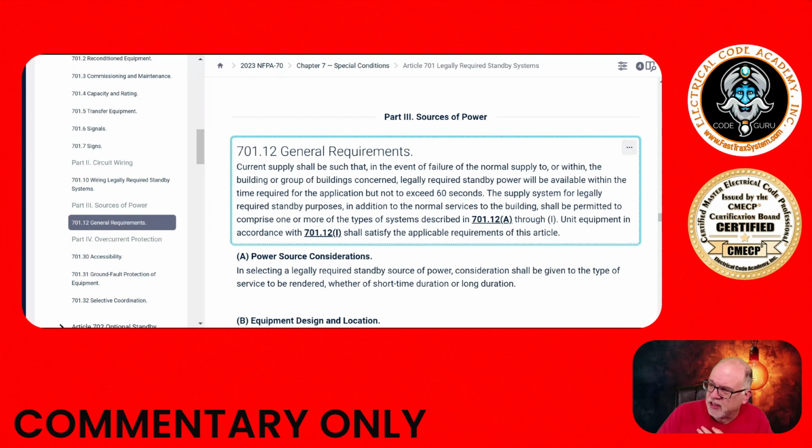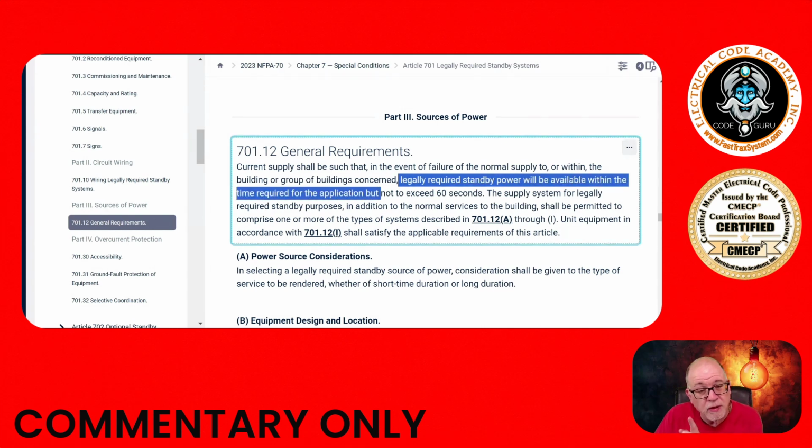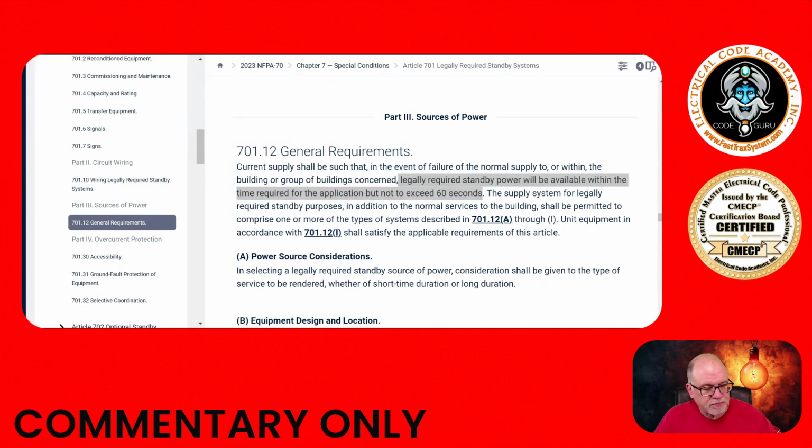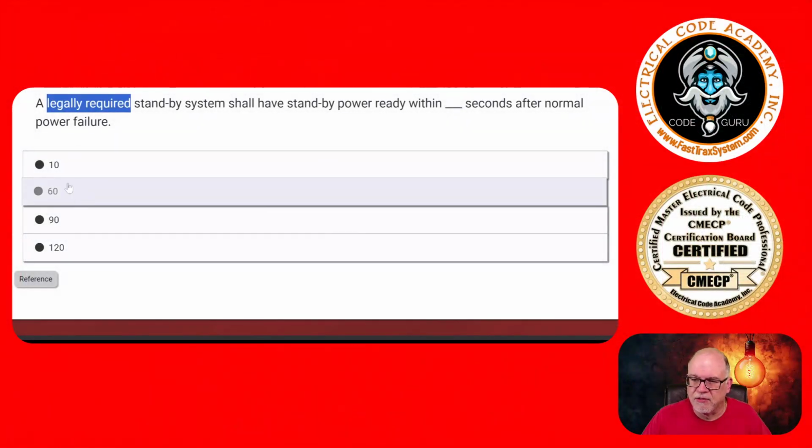And here you see legally required standby power will be available within the time required for the application, but not to exceed 60 seconds. So could it come on quicker than 60? Absolutely. But it can exceed 60 seconds for that transfer to this other power source, say a generator. So 60 seconds is going to be our answer. So we get back to the question, and obviously 60 seconds.